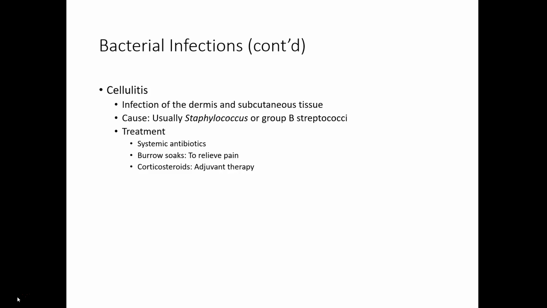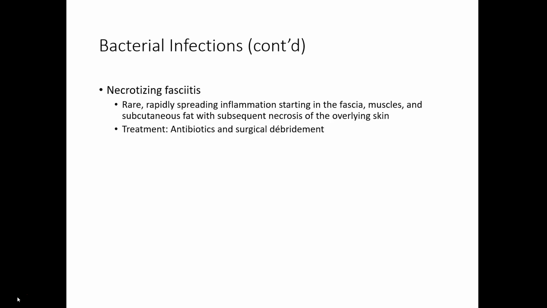Cellulitis involves the infection of the dermal and subcutaneous or hypodermal areas. The cause is typically staph or group B streptococcus. Treatment, systemic antibiotics, Burow soaks to relieve the pain, and sometimes corticosteroids as adjuvant therapy, but oftentimes we're looking at using systemic antibiotics. We try to get those managed as an outpatient, but there are times that we do have to admit for inpatient management.